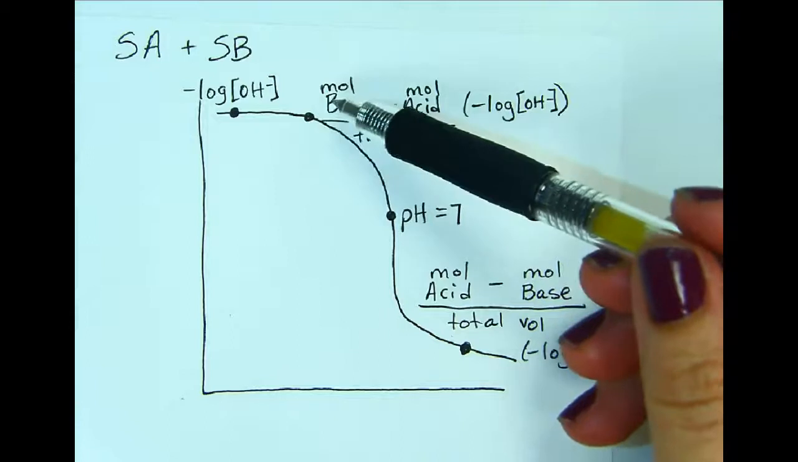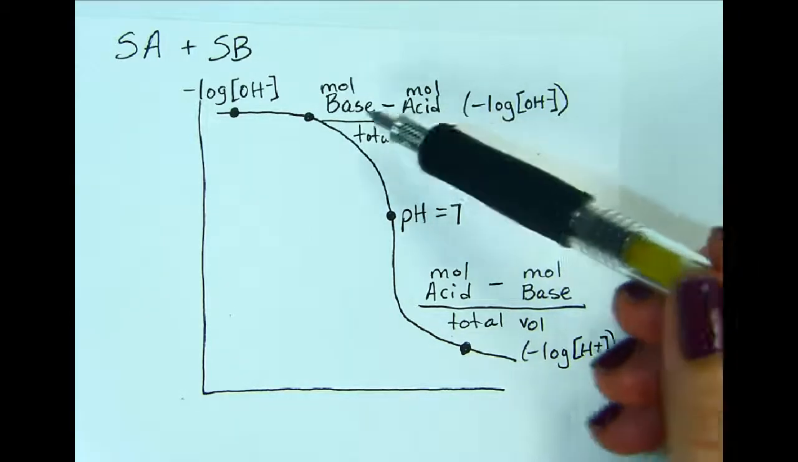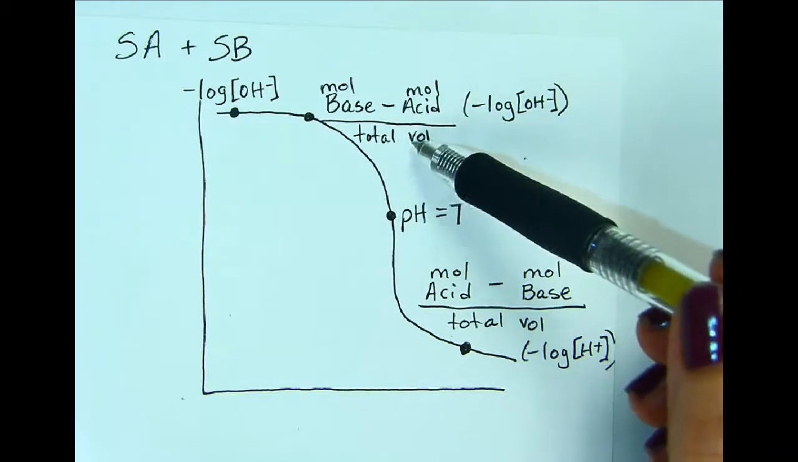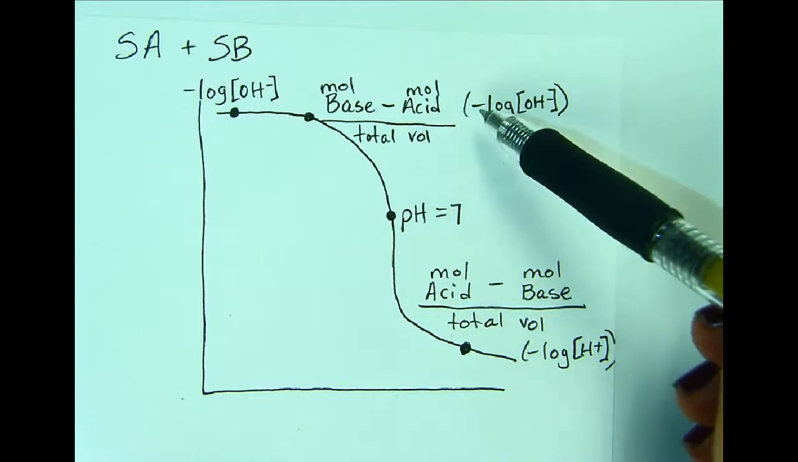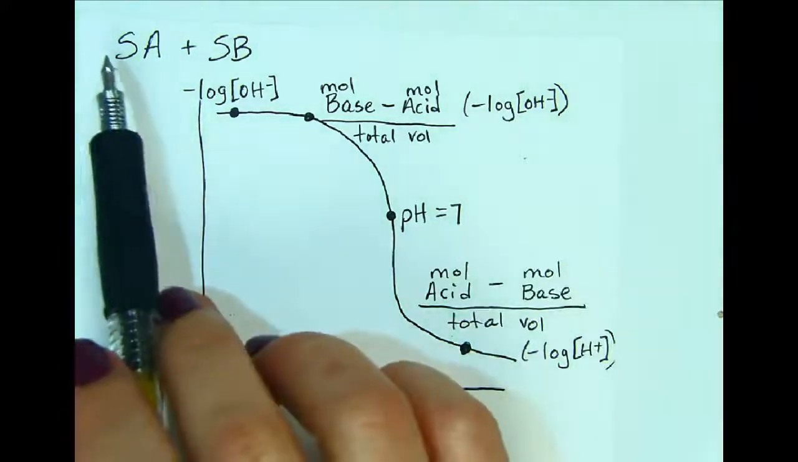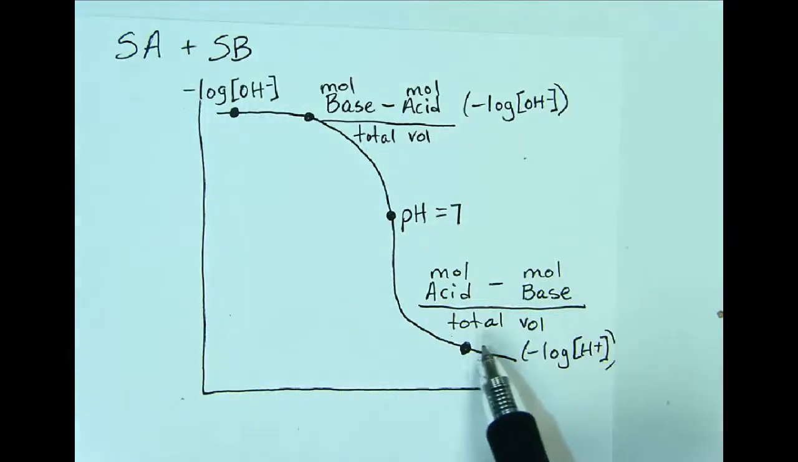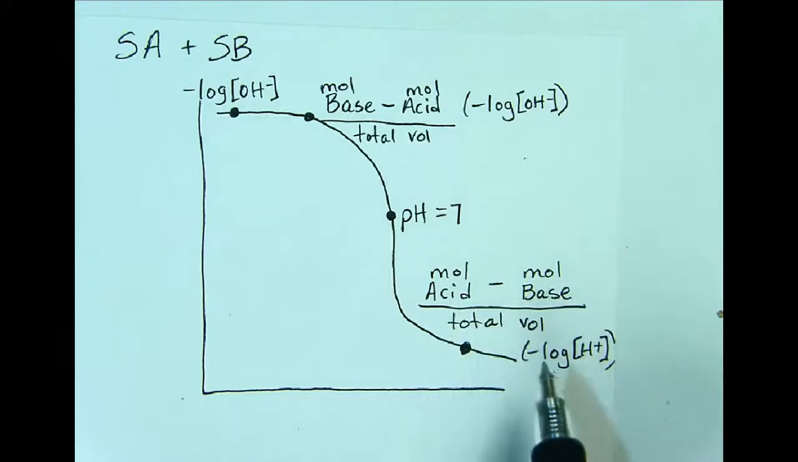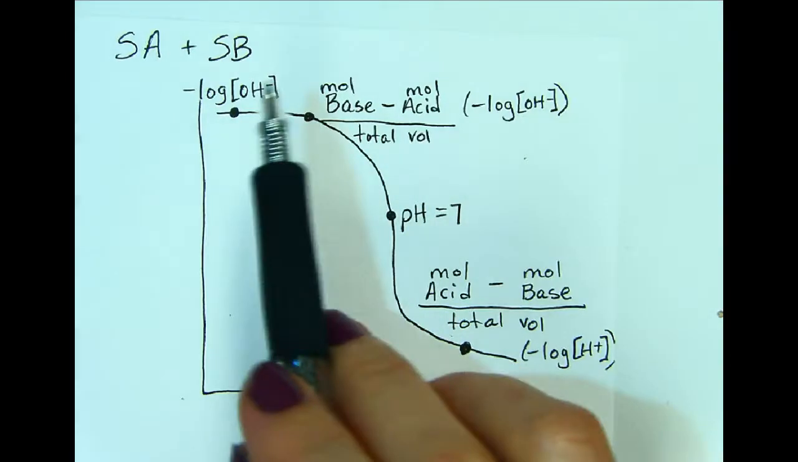Here is where you still have more base than you do acid. So you're going to take the moles of the base minus the moles of acid and divide by the total volume, and then that's going to get you the hydroxide concentration, and you can take the negative log of that to get the pOH. And here is the equivalence point, and so it's going to be a pH of 7 because it's strong acid and strong base. And then here you have more acid than you do base, so you'll take the moles of the acid minus the moles of the base divided by the total volume, and then that's going to be the concentration of hydrogen. And so if you take the negative log of that, you would actually have the pH at this point. Remember up here that you have to subtract from 14 to get the pH for both of those points.